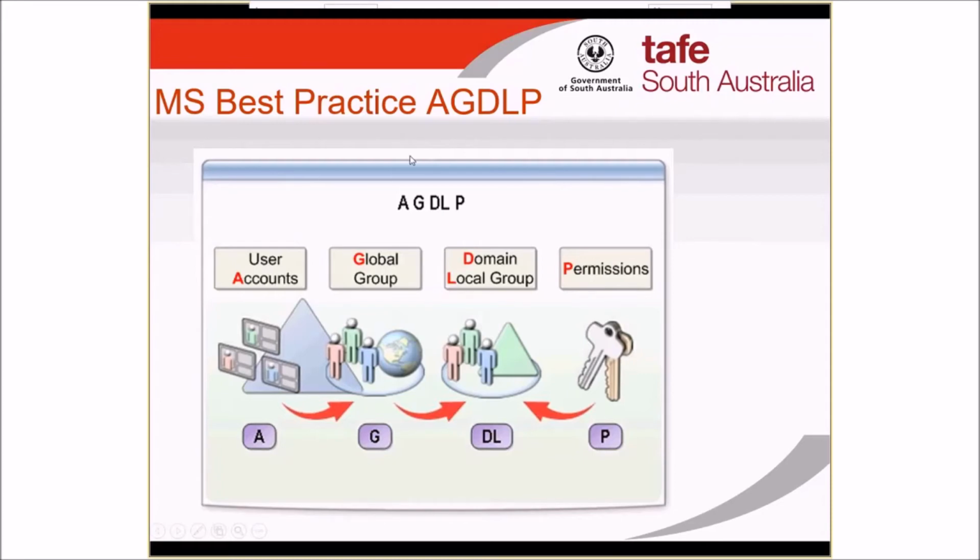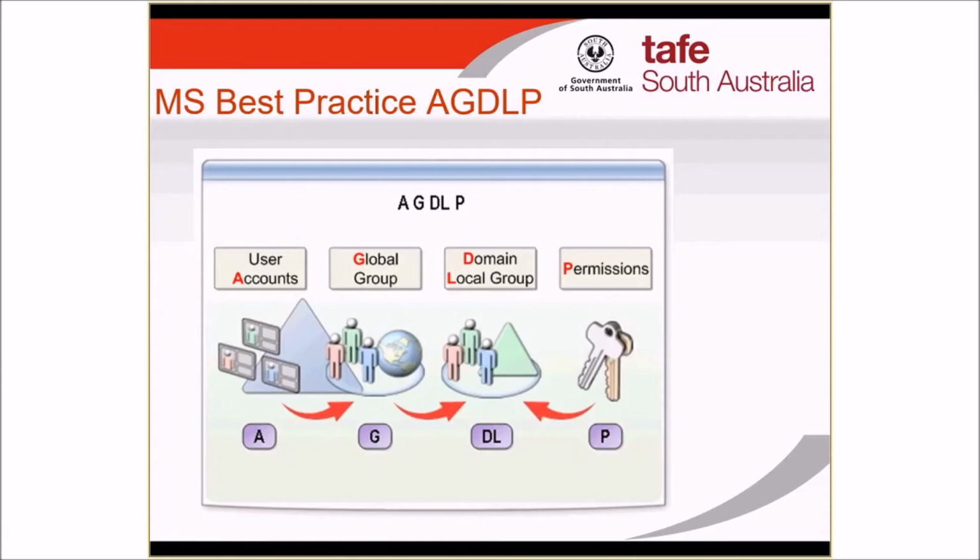At its simplest, AGDLP is where you have accounts that are members of global groups. The global groups are members of the domain local group. We then give permissions to the domain local group to the resource, which could be the shared folder. And because we give it to the domain local group, the permissions flow back to the members, which are the global groups, which then flow back to its members, which are the user accounts.